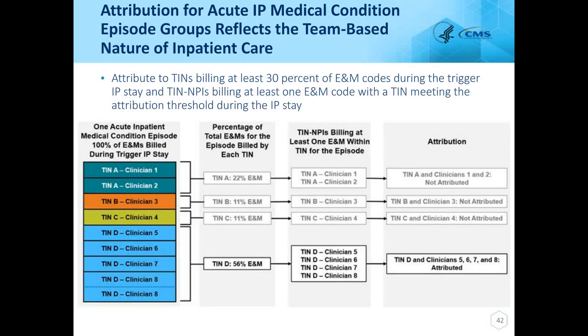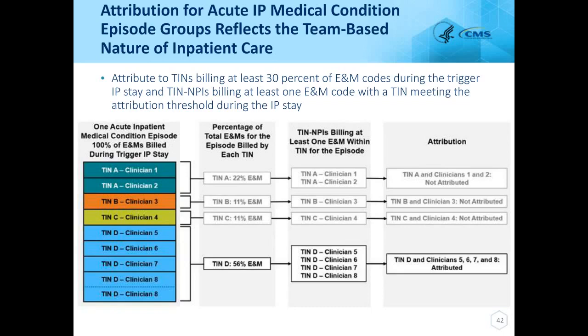So this slide walks through the attribution for acute inpatient medical condition episode groups. As we mentioned, they would attribute to TINs billing at least 30% of E&M codes during the trigger stay, and TIN NPIs billing at least one E&M code. What these colored bars represent is the 9 E&M codes that were billed during this trigger stay. They were billed by 4 different TINs and 8 different clinicians. So if we consider each of these in turn, we can see who of these have been attributed this episode.